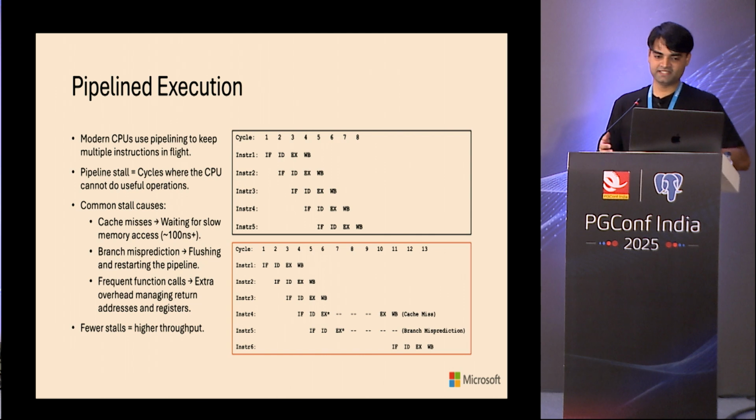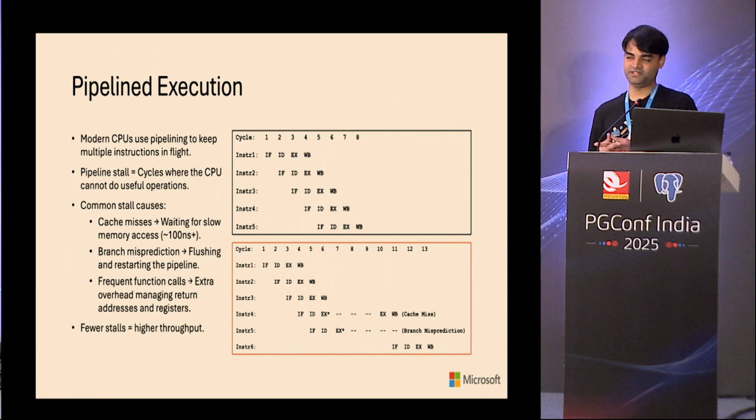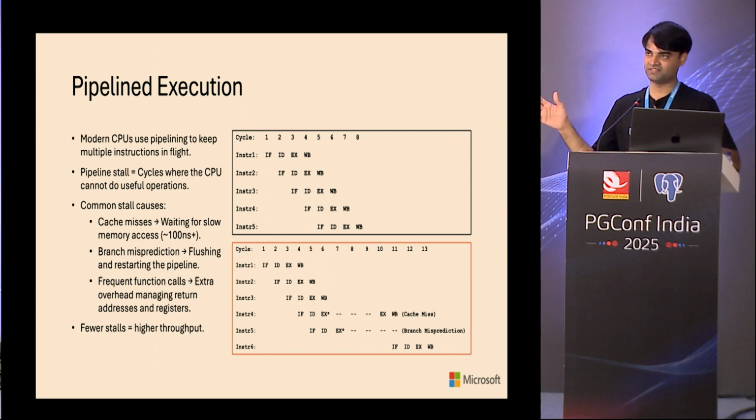So if you avoid these patterns, if you avoid cache misses by laying out your program and its memory in a sequential manner, and if you reduce branching in your code and reduce the function call depth, then you can avoid these things.